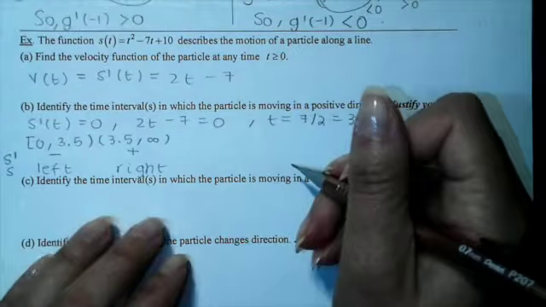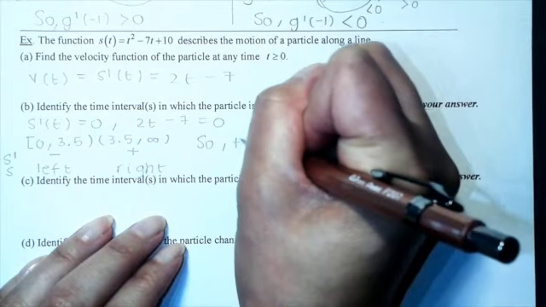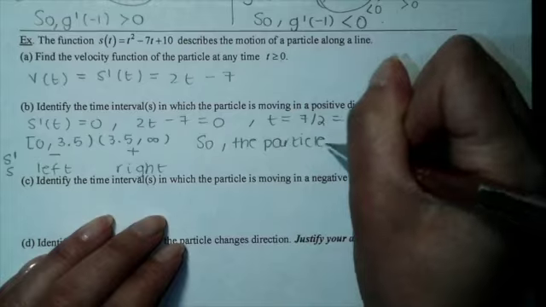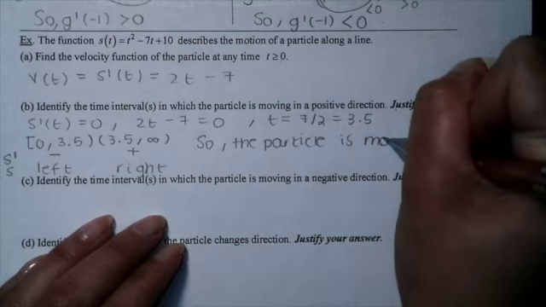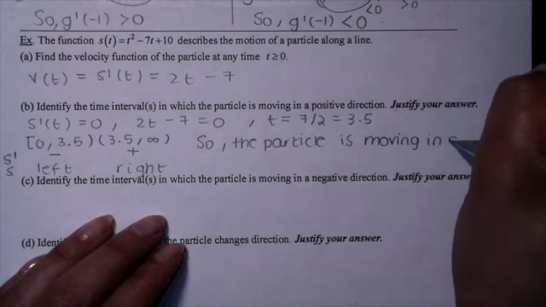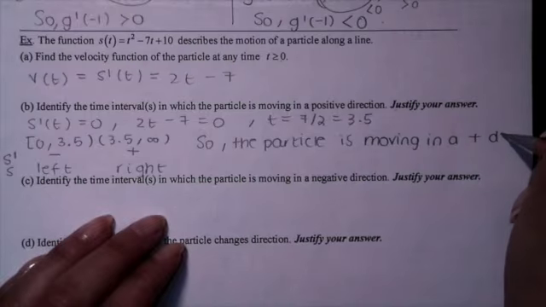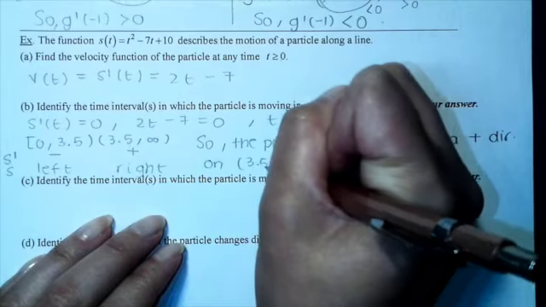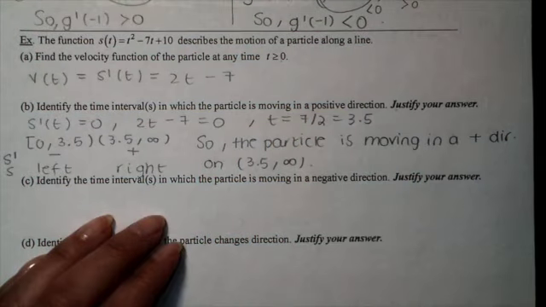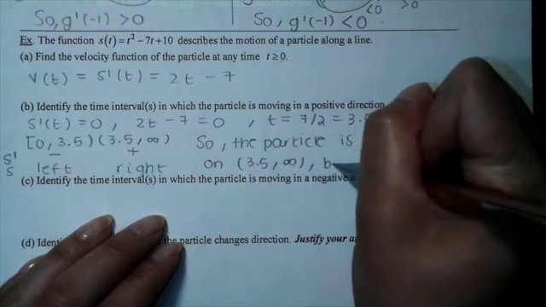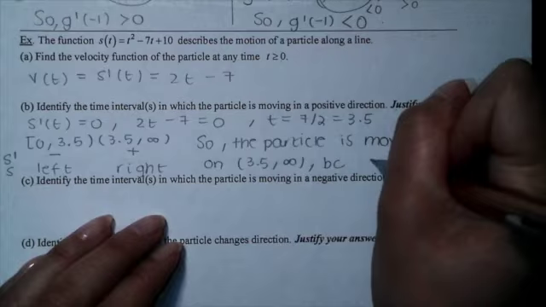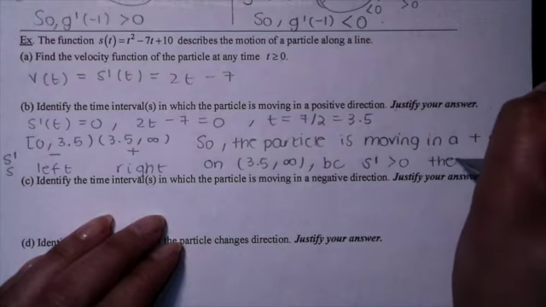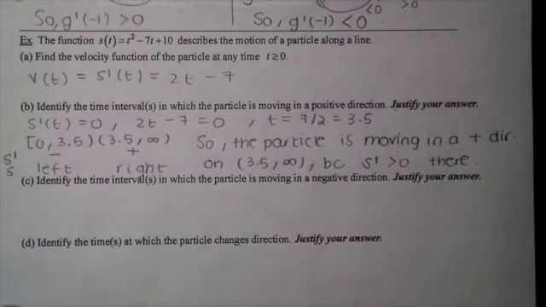Cool. So the particle is moving in a positive direction on the interval 3.5 comma infinity, because s prime is greater than 0 there. So that's your conclusion, because it says justify your answer.